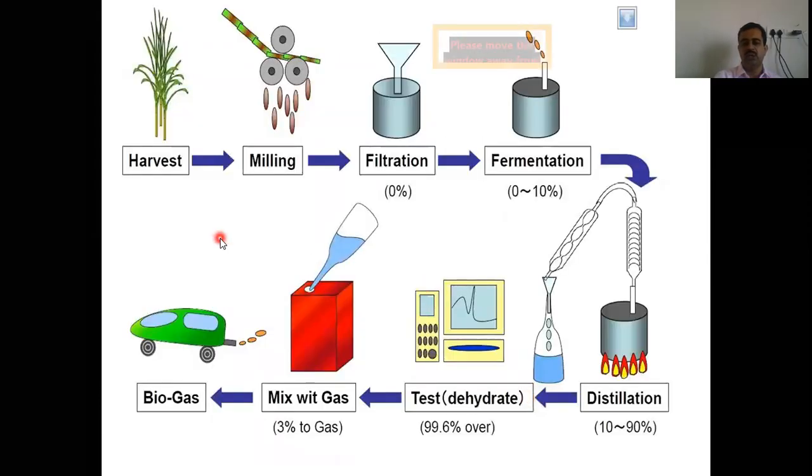See, this is the typical fermentation. After harvesting, the sugarcane is milled. Then filtration, and fermentation takes place. After fermentation, there is distillation. Since alcohol is that kind of product, it is dehydrated, mixed with a particular gas, and it can be utilized as biogas or biofuel. So this is all regarding the basic part associated with the production of alcohol.